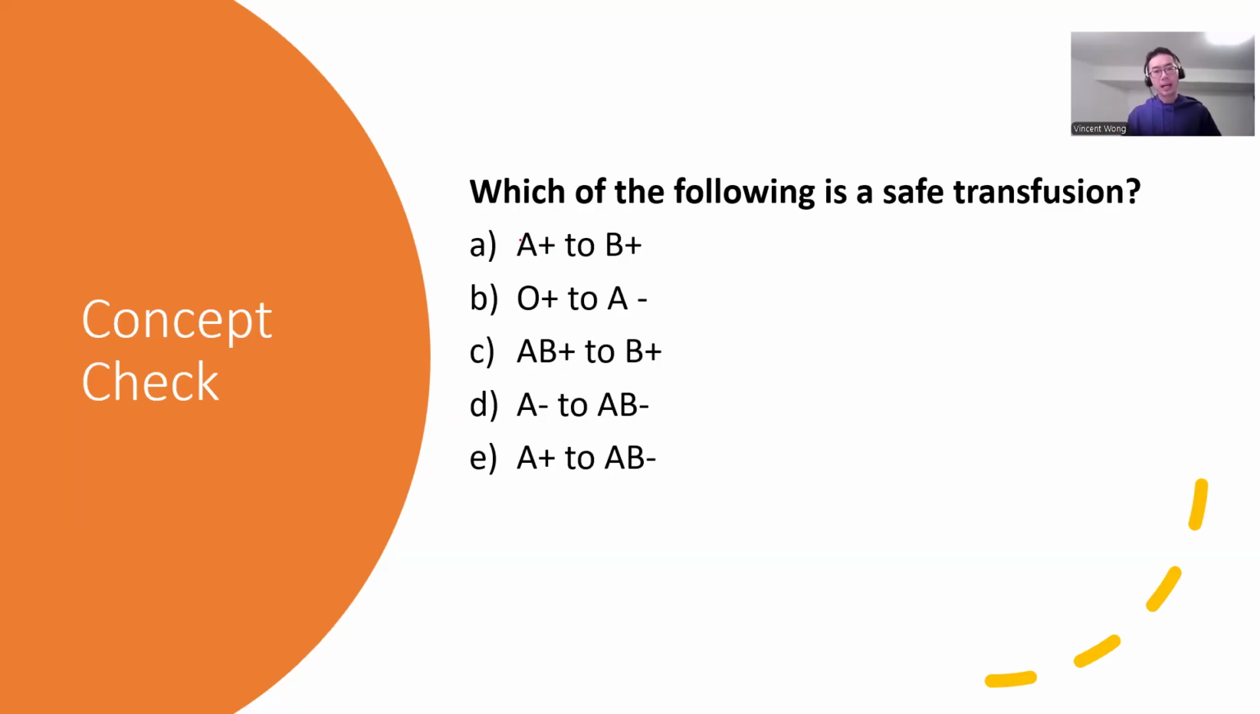Over here, first one, A positive to B positive is not safe because A cannot give to B. B has anti-A in them. Next one, O can give to A, but positive cannot give to negative. Not safe. AB cannot give to B. The B has anti-A, which will attack the incoming AB. A can give to AB. Negative can give to negative. That's the safe one. And last one is not safe because positive cannot give to negative. Okay.